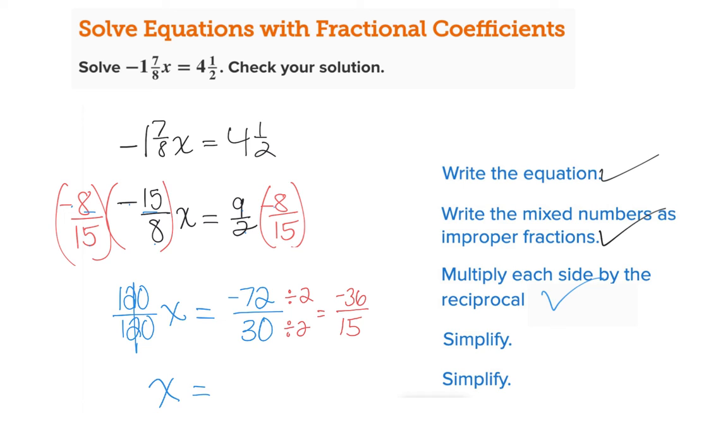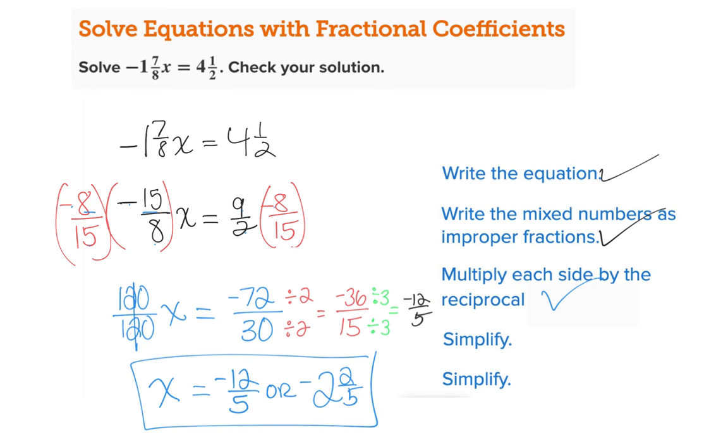All right, and then I'm going to look at this and say, oh, you know what? I know another number. These are both divisible by 3. And so when I do that, I get negative 12 over 5. Those don't have any common factors, so that has to be my answer, negative 12/5. Or you can keep it or turn it into a mixed number, negative 2 and 2/5.